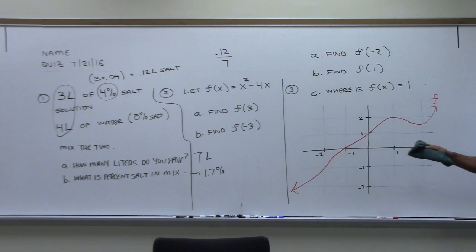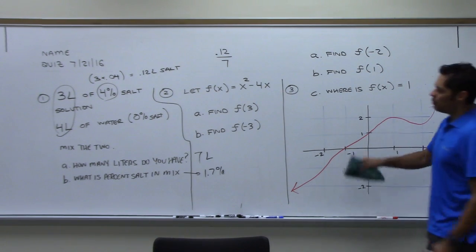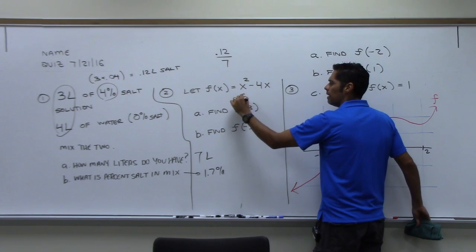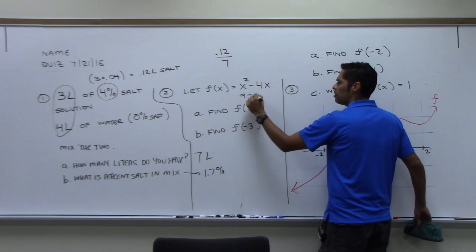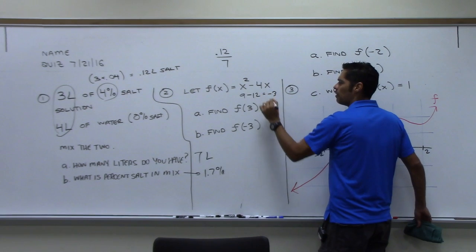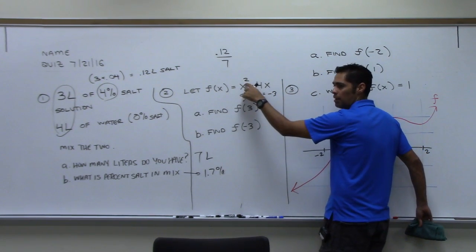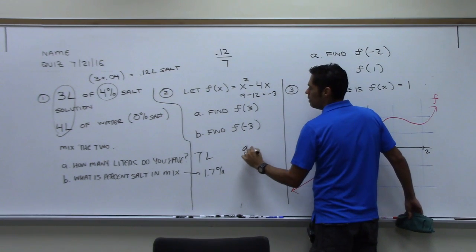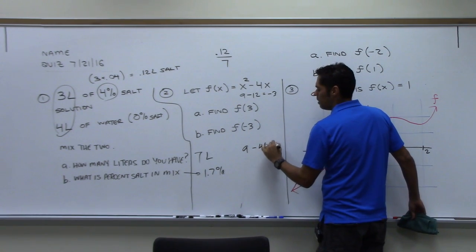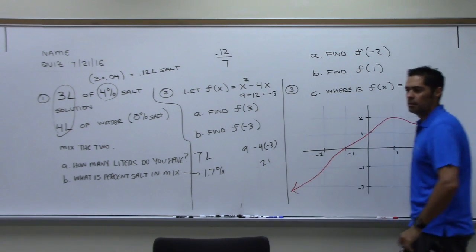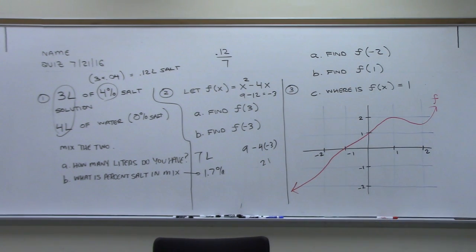Okay, that's the first part. This one right here, you plug in 3 into this, you get what? 9 minus 4 times 3, 12, gives you negative 3. And then here you plug in negative 3 squared, still 9, minus 4 times negative 3, so this is 9 plus 12, that's 21. So you should get negative 3 and 21.